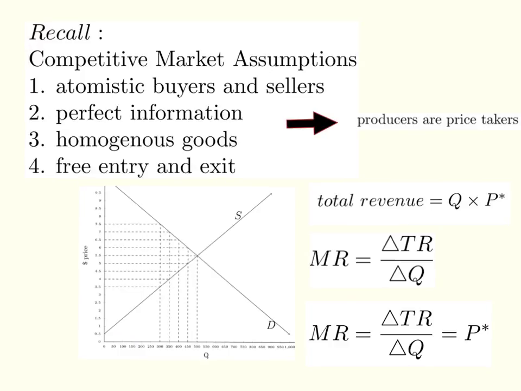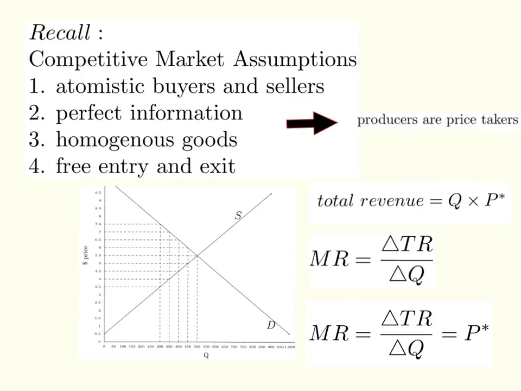Let's think about this for a moment. Let's say that the current market price for a high quality tomato is $5.50. So right here at this equilibrium, $5.50. Now, if I assume that I always sell tomatoes for $5.50, and I ask myself, how much does my total revenue change when I sell my next tomato? The answer will always be, regardless of how many tomatoes I'm currently selling, $5.50.